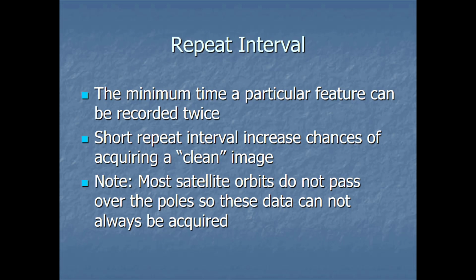Okay, we've defined this as temporal resolution, and it's the minimum time a particular feature can be recorded twice. Short repeat intervals increase chances of acquiring a clean image. So if it is important for your project objectives to get an accurate representation of a certain time, say you want to do before and after a storm hits a beach area, for example, you need to have a very, very short repeat interval in those images that you are using.